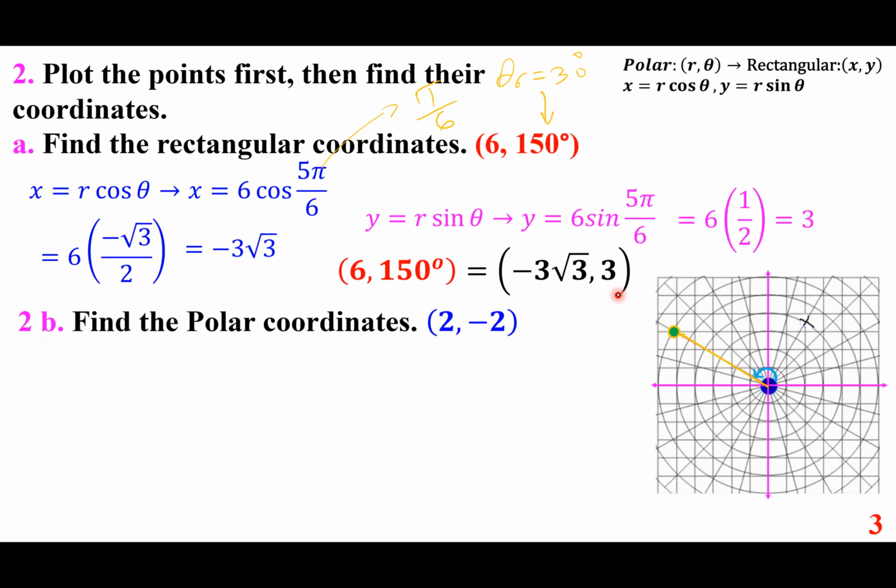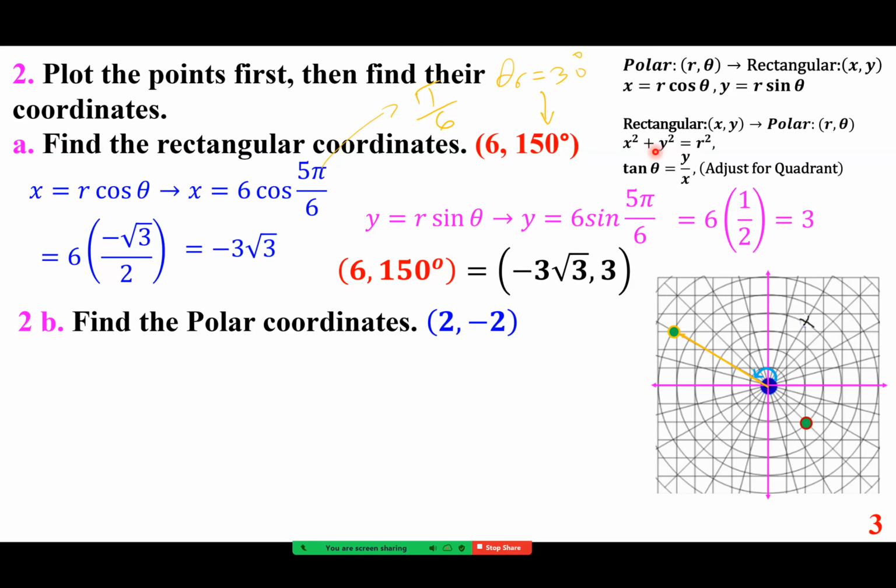Finding the polar coordinates, we locate that by going 2 to the right, 2 down. That is the location. It's in the fourth quadrant. Then reminding everybody that x squared plus y squared equals r squared, tan theta is y over x, and you have to figure out the quadrant accordingly. So x squared plus y squared equals r squared. Let's put that into that formula, which gives us 8, and therefore r is square root of 8 or 2 square root of 2.